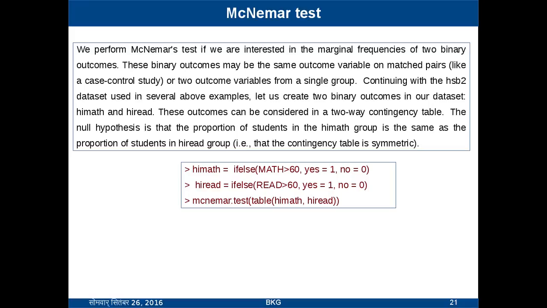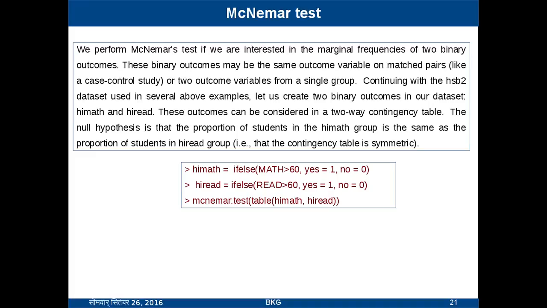Now finally we will go for McNemar test. We perform McNemar test if we are interested in the marginal frequencies of the two binary outcomes. These binary outcomes may be the same outcome variable on matched pairs or two outcome variables from a single group.